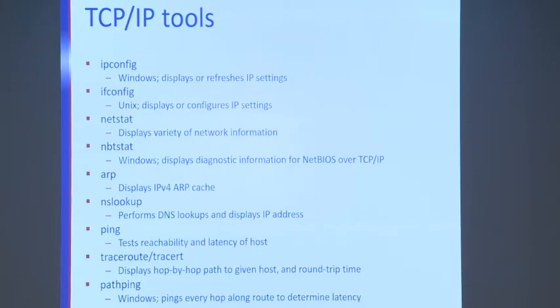When we think about working on a computer system, if we're sitting on a Windows system and I want to find out what your IP settings are, I will type in the command ipconfig. If I'm sitting on a Linux or Unix system, the same command with a little twist on it is the ifconfig command. That's going to show me the configuration of the IP settings on that box as well. Netstat is going to display a variety of network information on my system. On a Windows system, NBTstat is displaying my diagnostic information of NetBIOS over TCP.